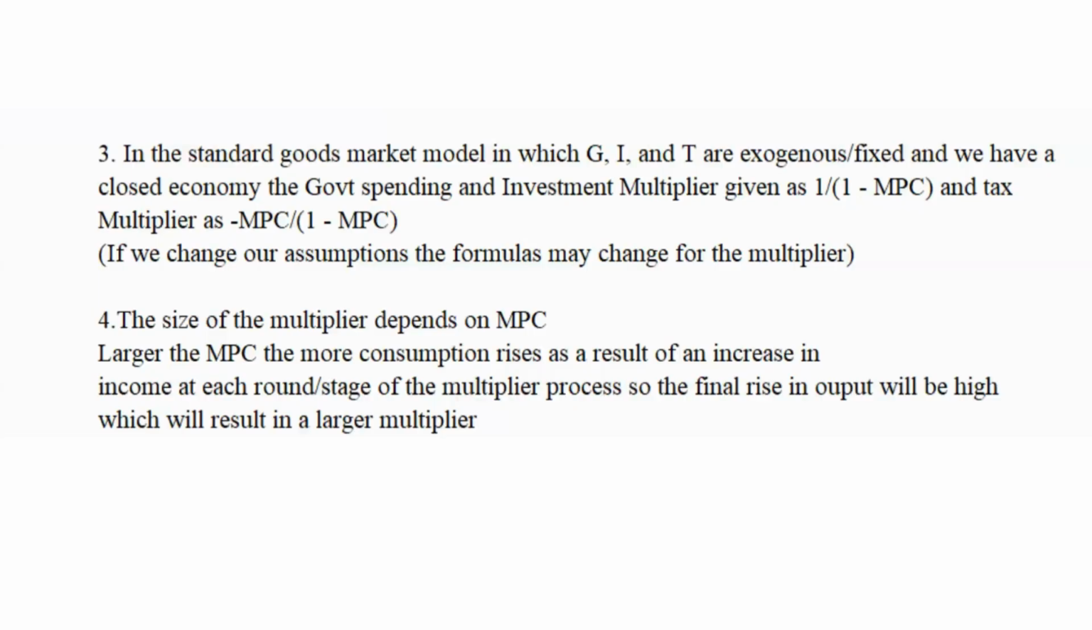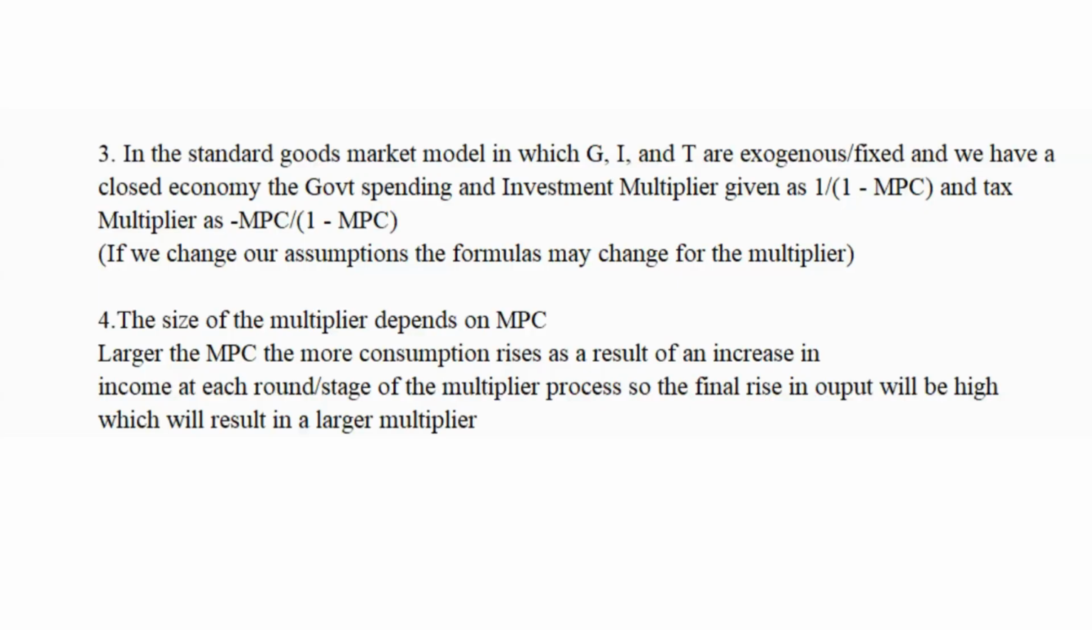Next thing is the size of the multiplier depends upon the marginal propensity to consume. Because we know how the multiplier process works, right? Autonomous spending changes, that changes demand, that changes income. When income changes, that changes consumption, which further changes demand, and that further changes income, which further changes consumption. So in the standard goods market model, the multiplier effect only works through C because that's a function of Y. So when you have a higher MPC, at every round or every stage of the multiplier process, whenever income increases, consumption will increase more if the MPC is larger.